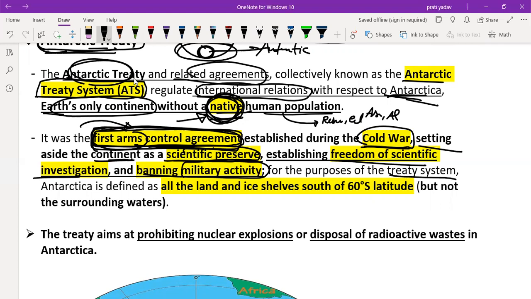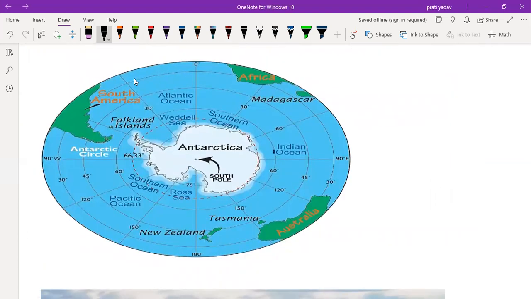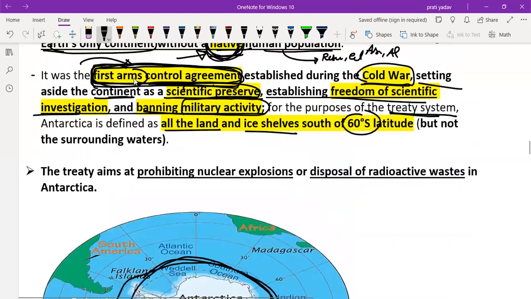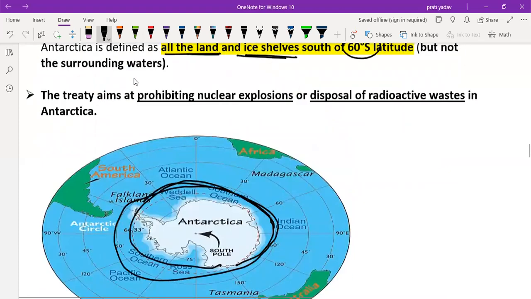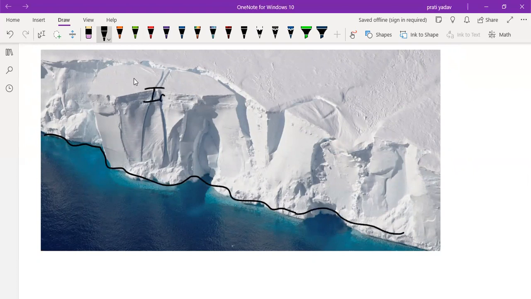For the purpose of the treaty system, Antarctica is defined as all the land and ice shelves south of 60-degree latitude. When you look at the map, here you can see the 60-degree latitude. So all the land and ice shelves look like this. Here you can clearly see these are ice shelves. Okay, a large chunk of ice collected over the water. These are called ice shelves.